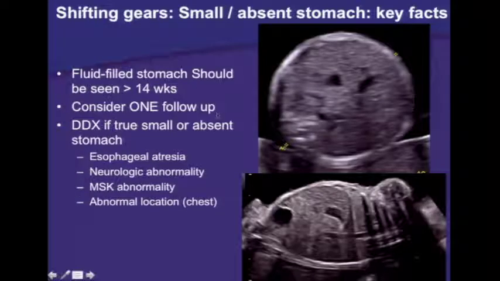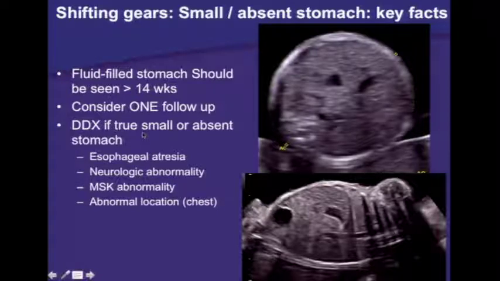Shifting gears, I'm now going to talk about the scenario of a small or absent stomach. So we talked about bowel dilatation, but what about when the stomach is small or absent? A fluid-filled stomach should be consistently seen after 14 weeks. If it's not seen, it's worth getting one short-term follow-up, after which one should really start talking about a differential of this finding and do further testing.